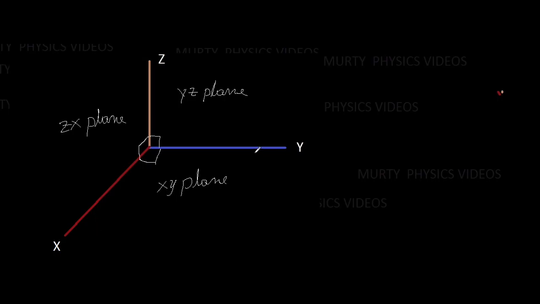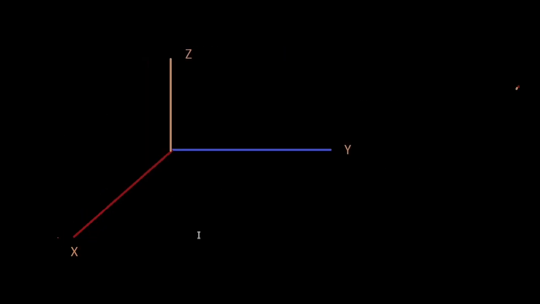To understand the coordinate system completely, let us study the cuboid. Now let us assume that a point P is in the space. This is the point P, and let us construct a cuboid.